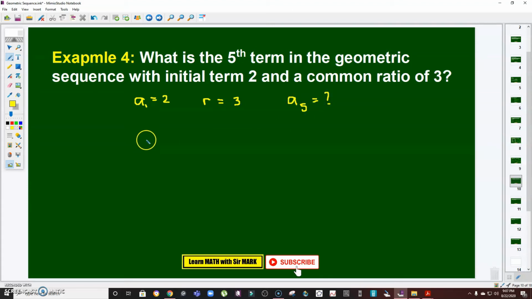So, back to the formula. Ang 5th term is given by the first term times the common ratio raised to 5 minus 1, which is 4. Then that's it. So, the first term is 2, the common ratio is 3, raised to 4. Ganun lang kasimple. Ang 3 raised to 4, take note, that's 81 times 2, that's 162. Okay, there you go. Clear?